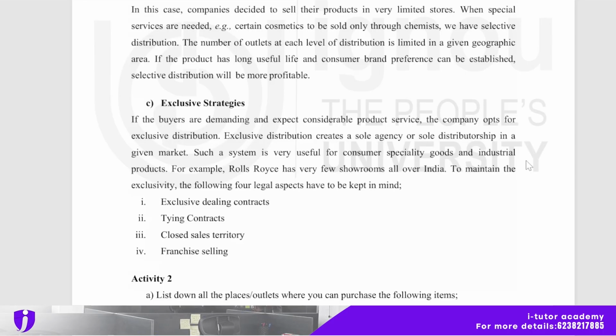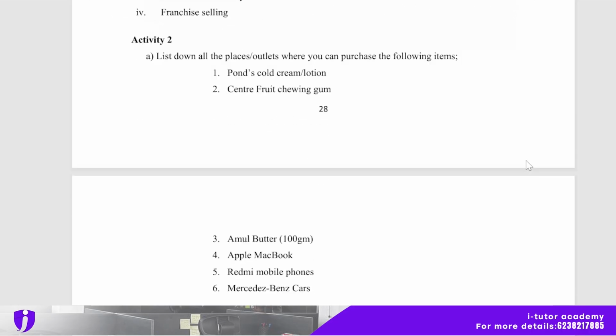exclusive distribution. Exclusive distribution creates a sole agency or sole distributorship in a given market. And the following four legal aspects have to be kept in mind: exclusive dealing contract, tying contract, closed sale territory, and franchisee selling. So the activity is here based on that, you just try to do it.